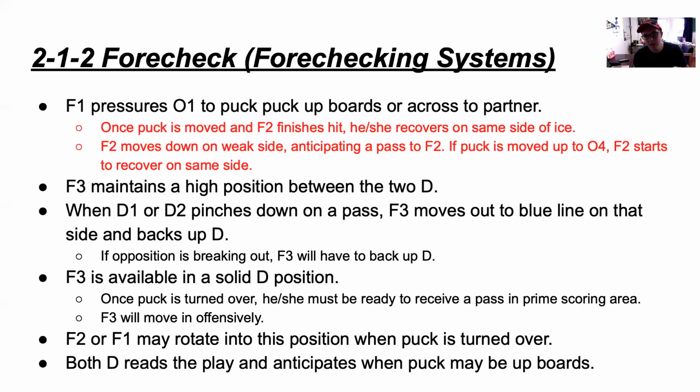So if the D moves down, F3 is going to have to come in and cover his or her position. F3 is available in a solid D position. And once the puck is turned over, he or she must be ready to receive a pass in a prime scoring area. So we have to be ready for passes. F3 will move in offensively to shoot the puck as a defenseman. F2 or F1 may rotate into this position when the puck is turned over, and both D read the play and anticipate when the puck may be up the boards.